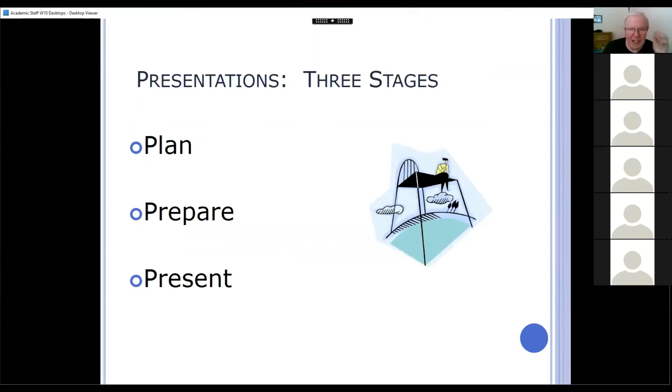Okay, so there are 3 stages to any kind of presentation. First one is planning it, then preparing it, they're not the same thing, and then actually presenting it.